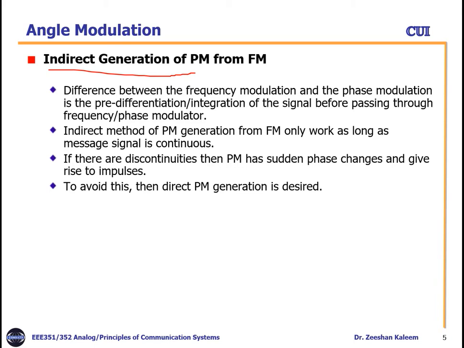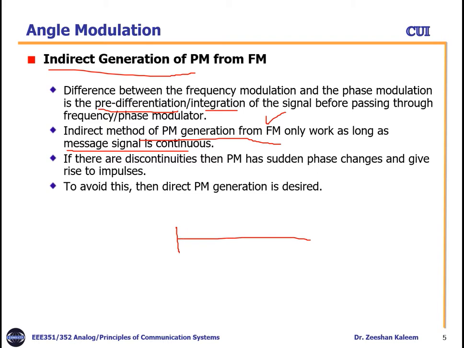The difference between frequency modulation and phase modulation is the pre-differentiation or integration. As you have seen, either we take the differentiation of the message signal and then pass it to the modulator, or we take the integration and then pass it to the modulator to generate either the frequency or the phase modulated signal. So the indirect method of PM generation from FM only works as long as the message signal is continuous. For example, if we want to generate the PM signal from the FM modulated signal, it will only work if the message is continuous.